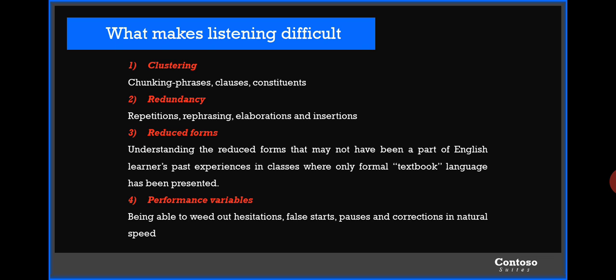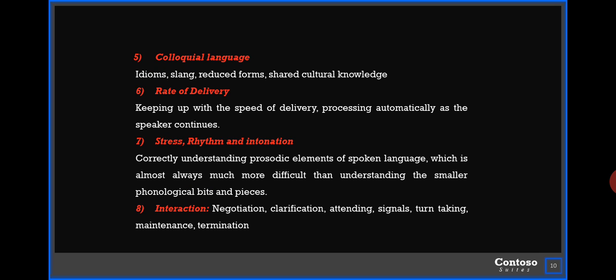The next is performance variables, being able to weed out hesitation, false starts, pauses, and corrections in natural speech. The next is colloquial language, the idioms, slang, reduced forms, shared cultural knowledge. And the next is rate of delivery, keeping up with the speed of delivery, processing automatically as the speaker continues. The next is stress, rhythm, and intonation, correctly understanding prosodic elements of spoken language, which is almost always much more difficult than understanding the smaller phonological bits and pieces.